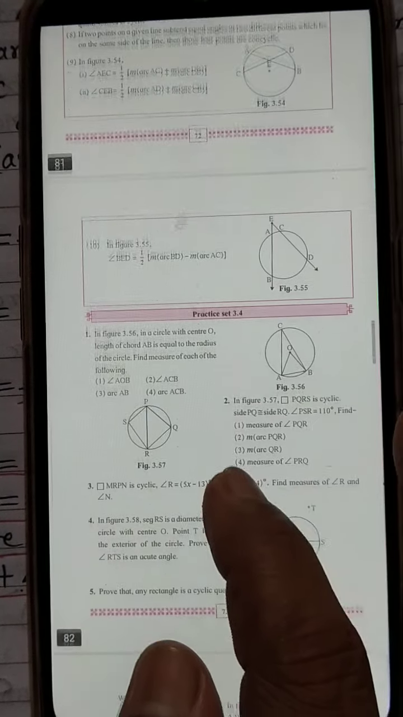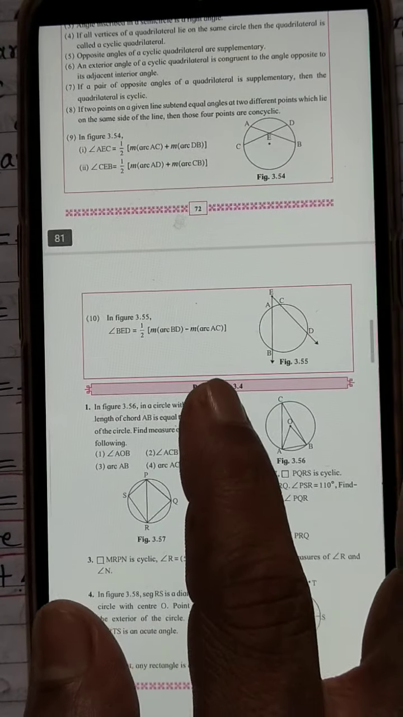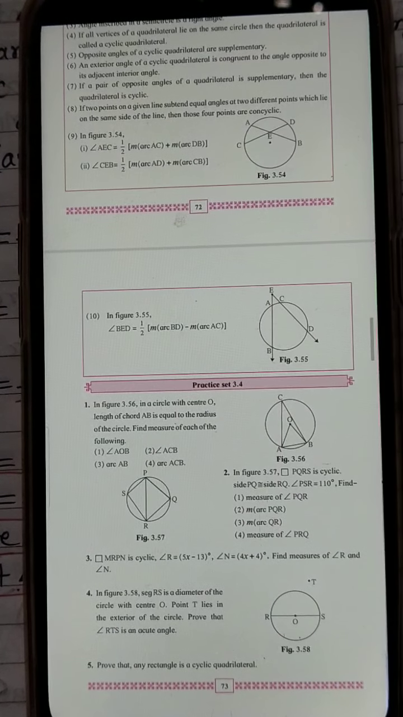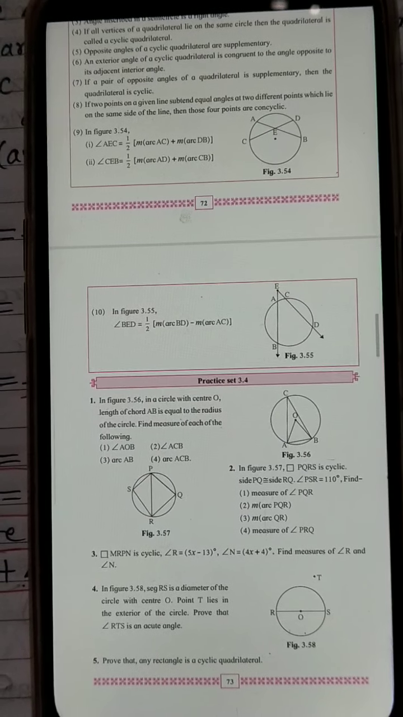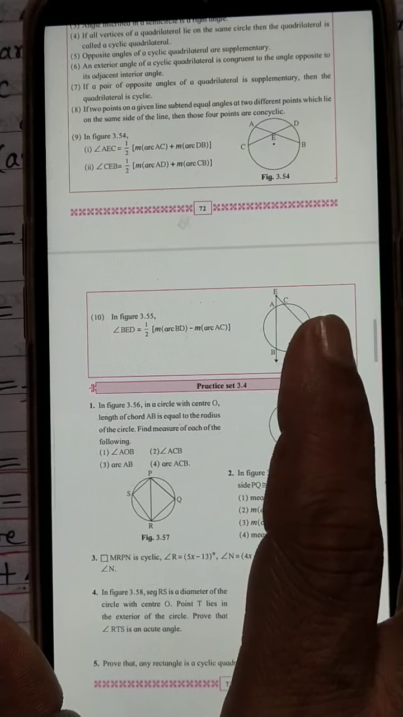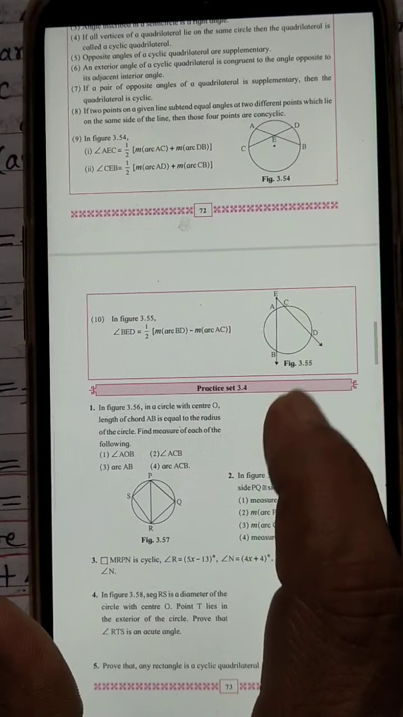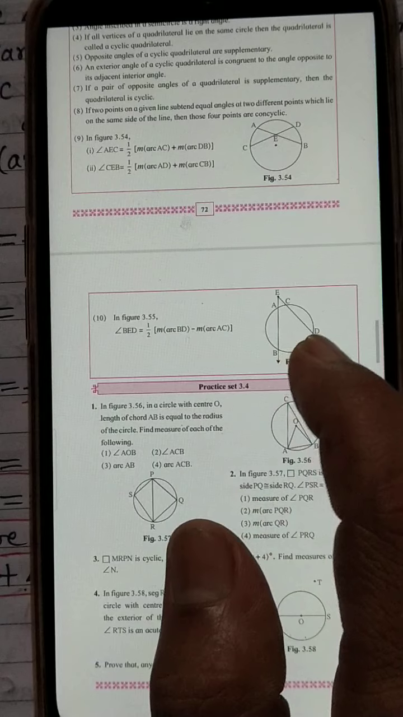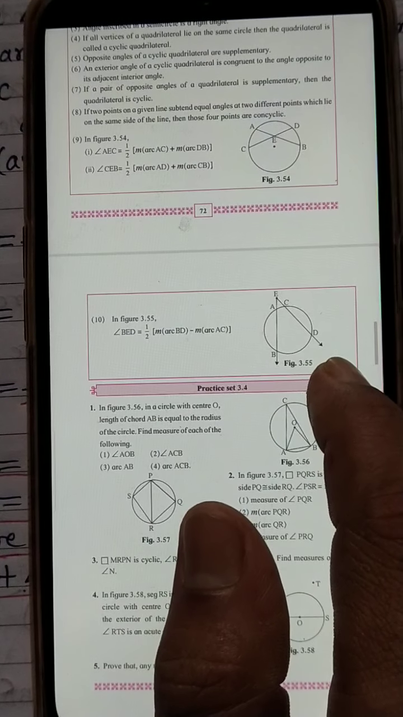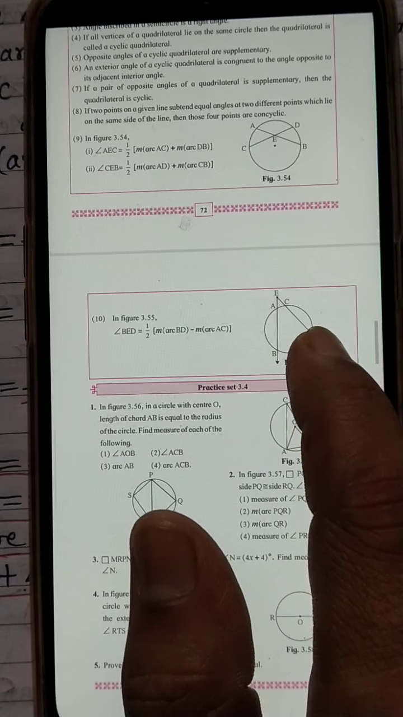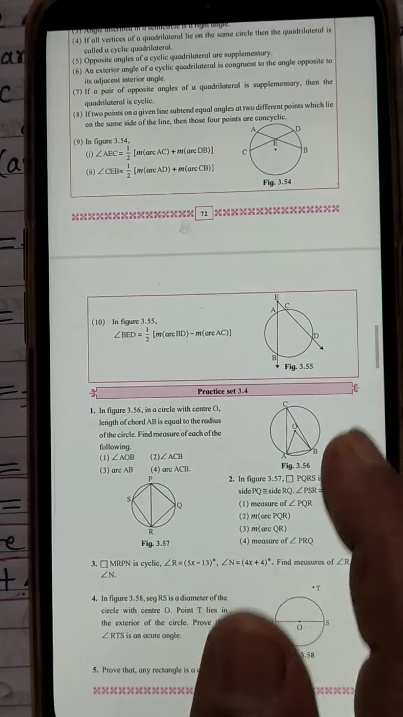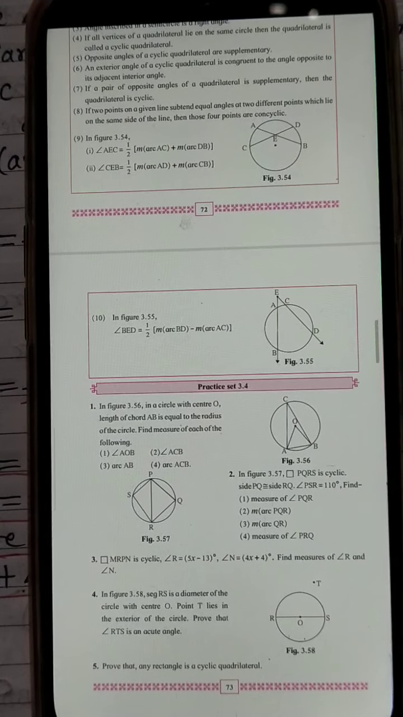And now let us see on the next page, number 10. Here the vertex of the angle is in the exterior part of this circle. So here angle BED is equal to half the measure of arc BD minus the measure of arc AC.